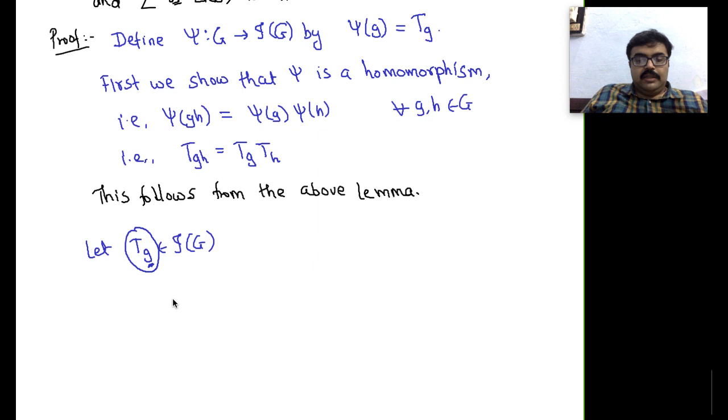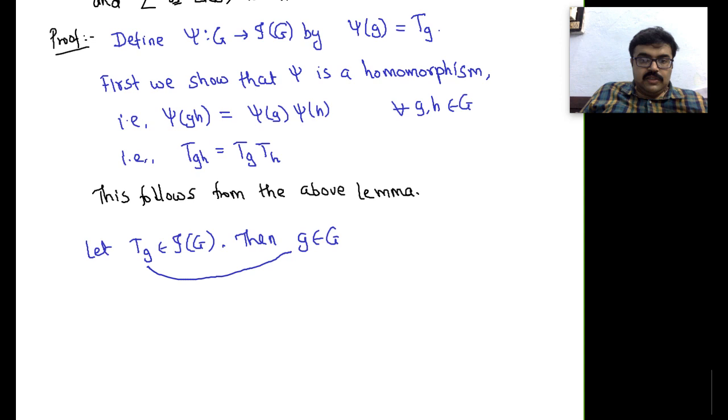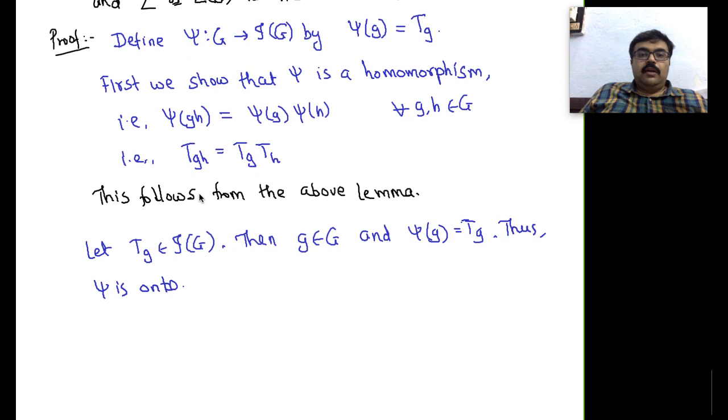So we get g. Whichever inner automorphism we take, it is associated with one element. So let this belong to this, then we get g belongs to G. We take this fixed g here, and psi of g equals Tg. We are back to where we started. Tg, that is what we wanted, and that means psi is an onto homomorphism. Thus, psi is onto. So we have an onto homomorphism.